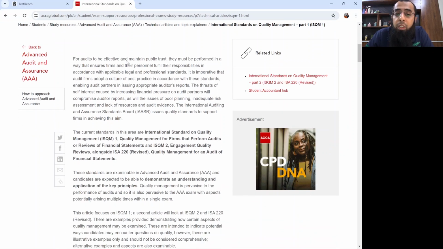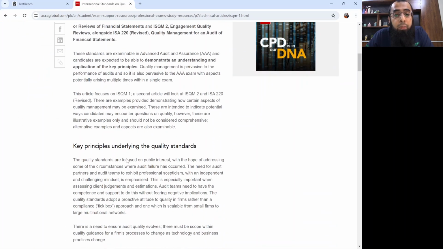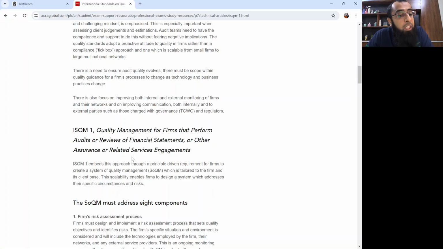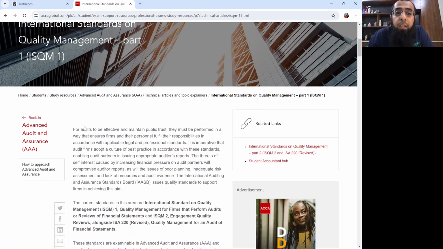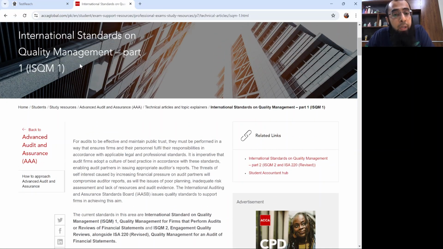All of the requirements of ISQM1: what is the objective, what is the system of quality management, and then the 8 components of SOQM. So basically, you have to address these. If you have read this complete article, it would be a very easy question for you guys.